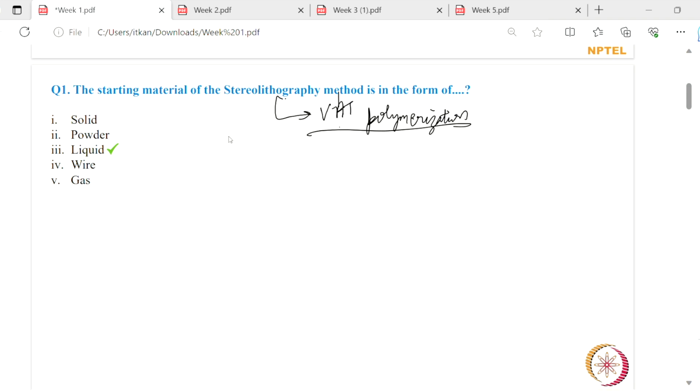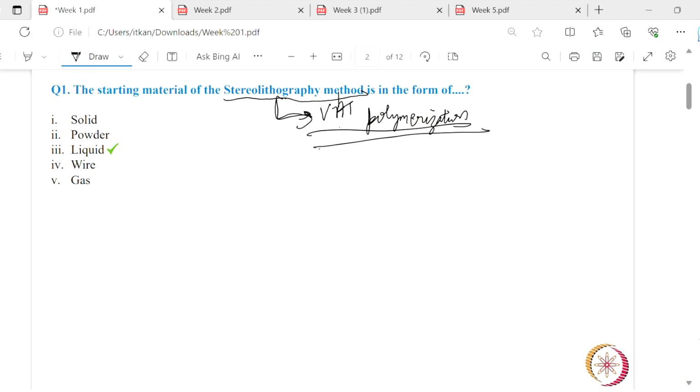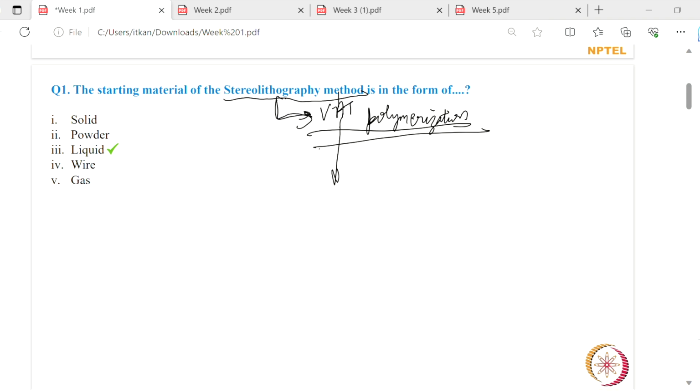Okay. So the first question is: the starting material of the stereolithography method is in the form of solid, powder, liquid, wire, or gas. Now, stereolithography is, in the fundamentals of additive manufacturing, there are total 7 methods, out of which stereolithography is the first method. It is also known as VAT polymerization, as you can see written over here. So VAT consists of two words. One is VAT and the other is polymerization. So what is VAT? VAT is a container.